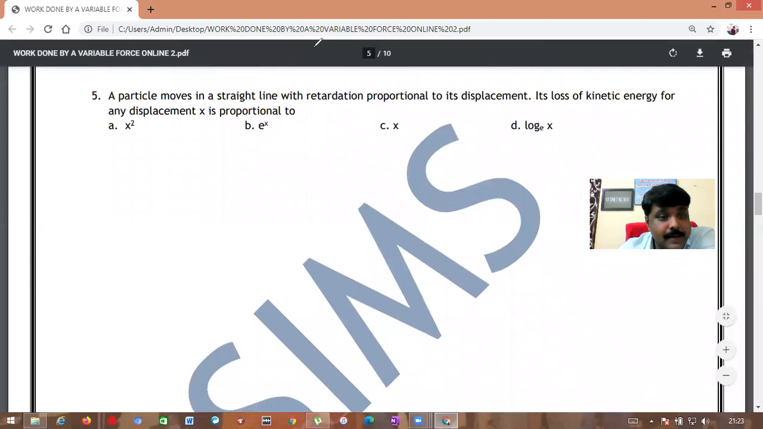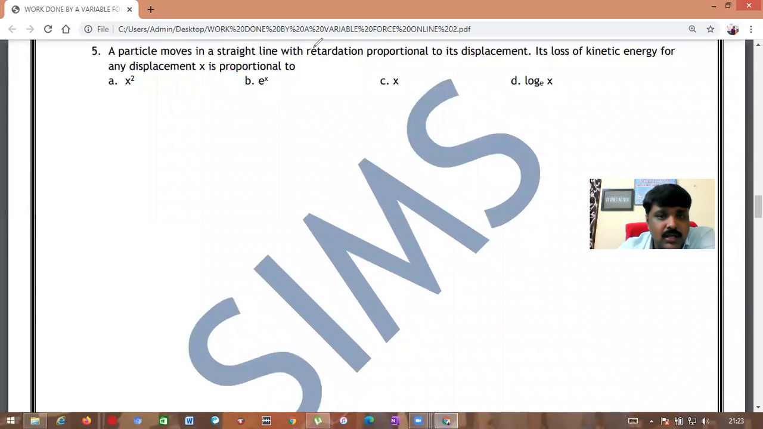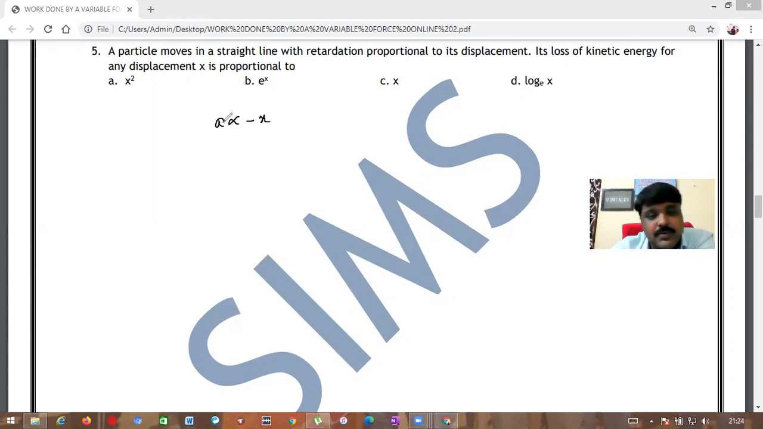Again, we have a particle that moves in a straight line with retardation proportional to its displacement. Its loss of kinetic energy for any displacement x is proportional to what? Retardation is proportional to its displacement. That means acceleration is proportional to displacement but in the opposite direction.